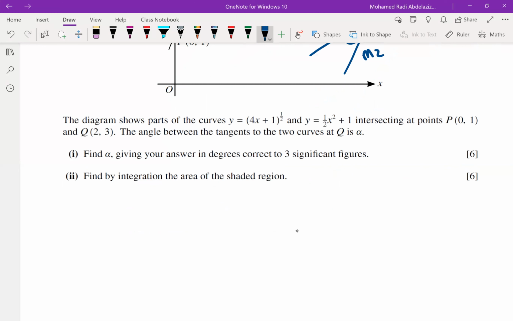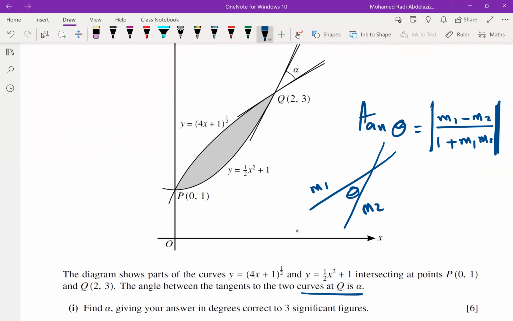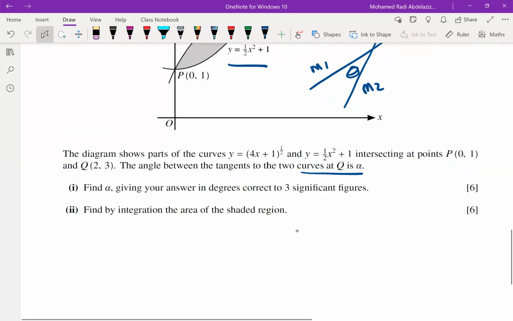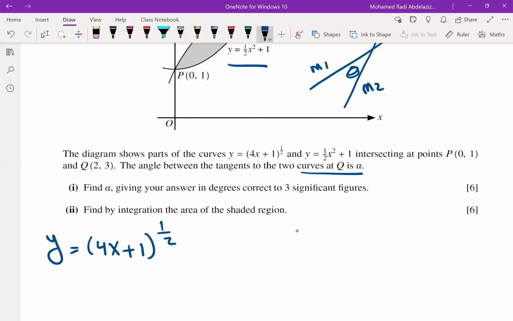We need the angle alpha between the tangents to the curves at Q. This line is a tangent for this curve, and this line is the tangent for the other curve at this point. First, we'll start with the first curve, y equals (4x + 1) to the power of half. Second curve, y equals half x squared plus 1.